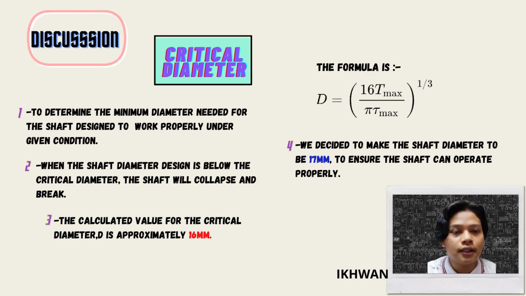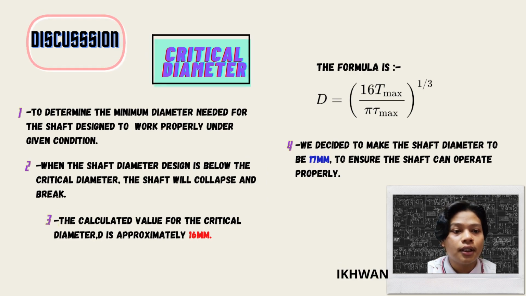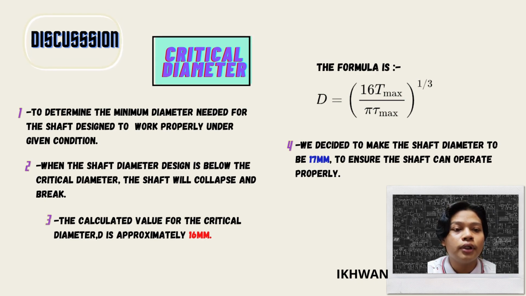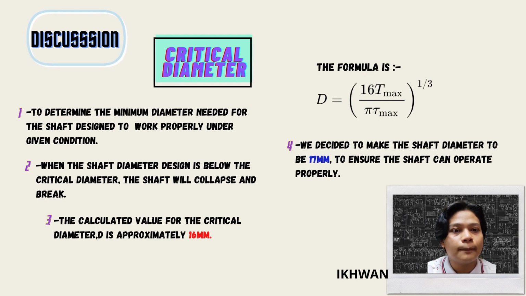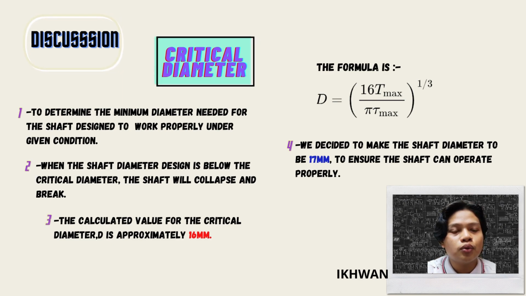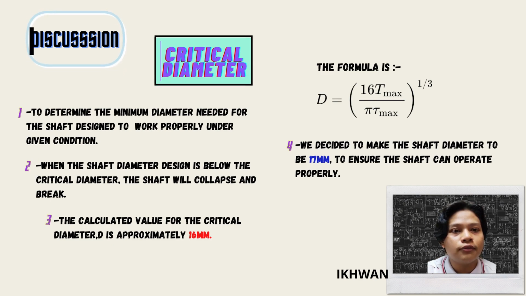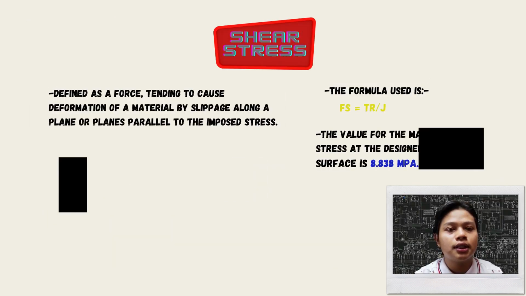Next part is the discussion. Firstly, the critical diameter. The purpose of this is to determine the minimum diameter for our shaft to work properly without failing or breaking. By using the formula as shown in the slide, we get a critical diameter of about 16 mm. So we decided to make our shaft 17 mm to avoid our shaft failing.